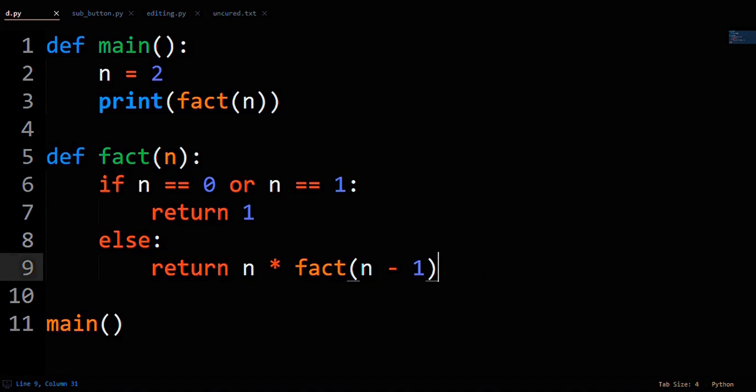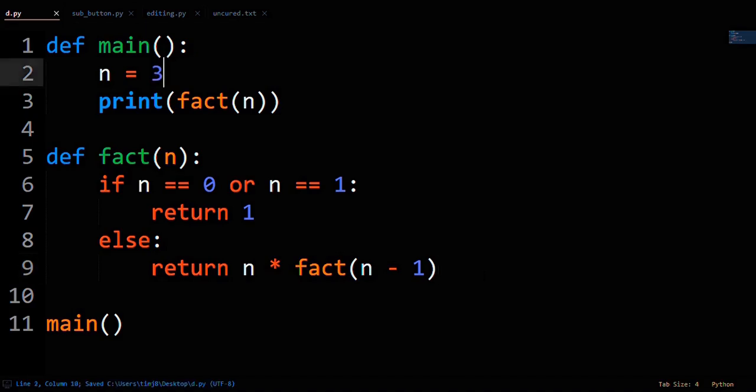It uses recursion. It calculates 2 factorial by saying, do 2 times whatever 1 factorial is. This calculation is stored on a stack until the 1 factorial calculation is done. Once 1 factorial returns 1, the calculation is revisited, and 2 factorial returns the answer of 2.